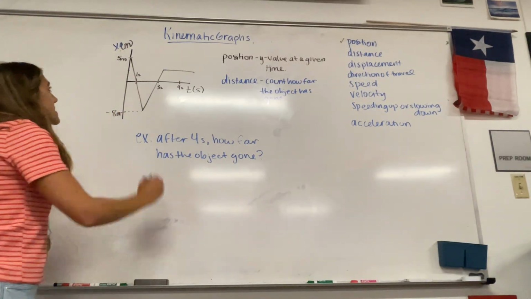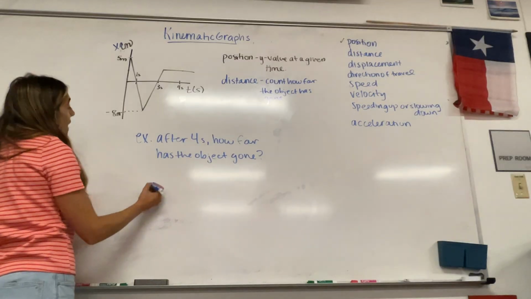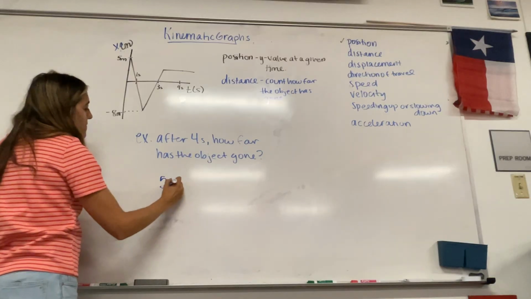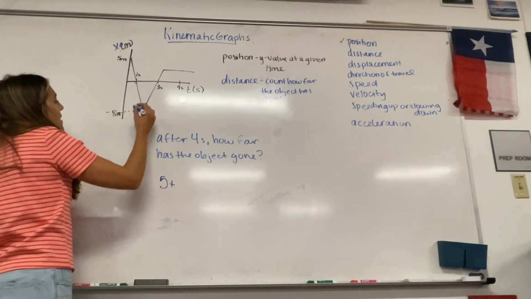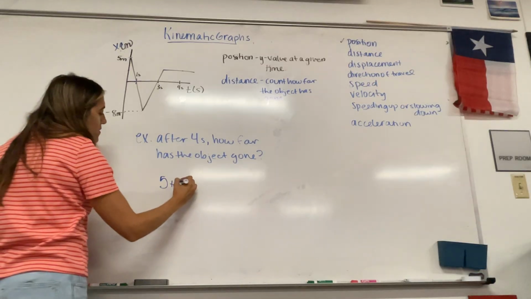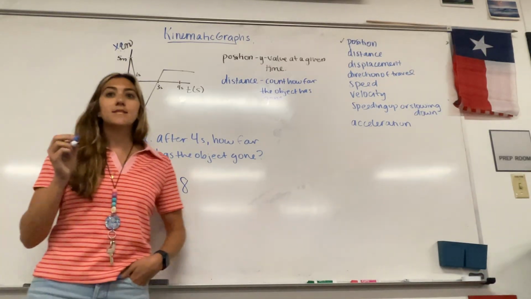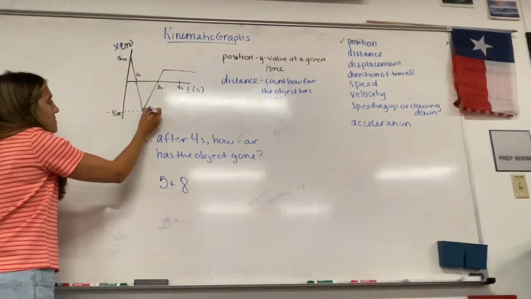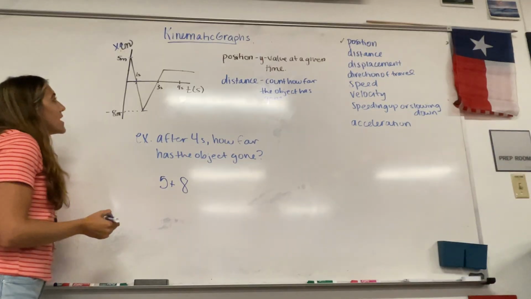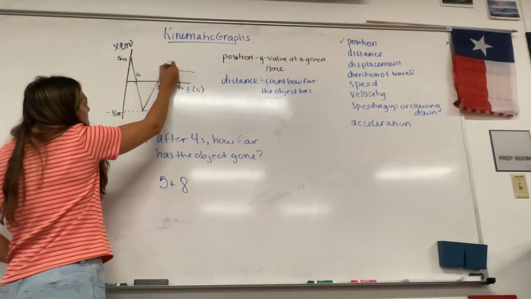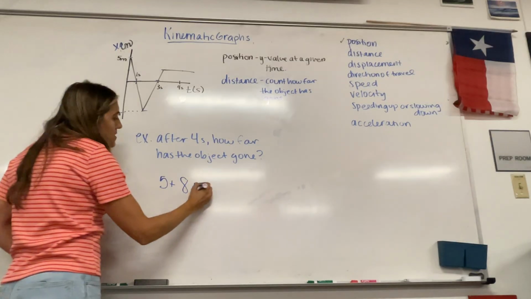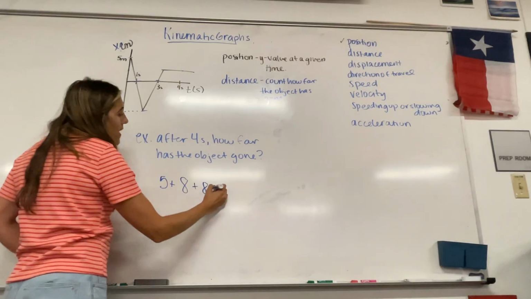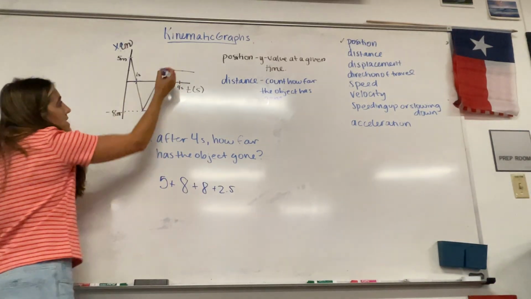So if I'm looking for distance after 4 seconds, well, I started out at 5 meters, and I have traveled from 5 to 0, so that's 5. That got me here. Then I've traveled another -8 meters, but that's 8 meters because distance is scalar, so it's just a positive value. I traveled another 8 meters from 0 to -8. Then going back, I traveled another 8 meters to get back to 0 at 3 seconds. And then I traveled another 2.5 to get up to here.